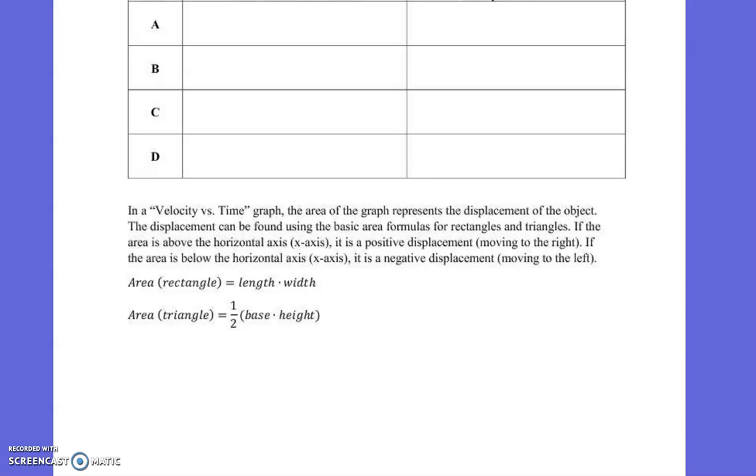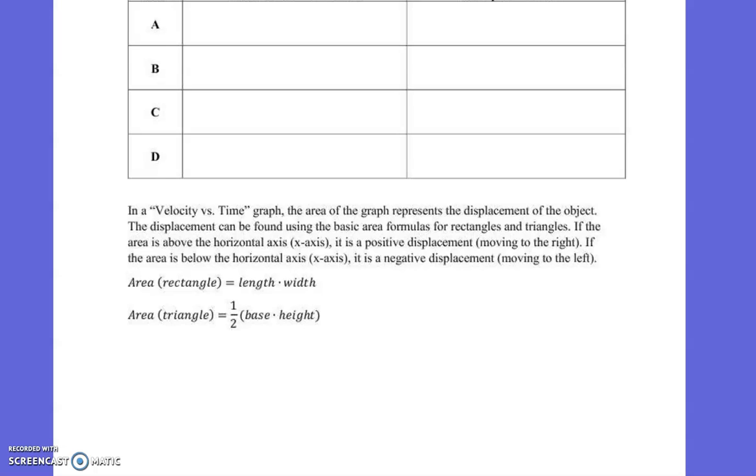In a velocity versus time graph, the area of the graph represents the displacement of the object. The displacement can be found using the basic area formulas for rectangles and triangles. If the area is above the horizontal axis, or the x-axis, it is a positive displacement, meaning it is moving to the right. If the area is below the horizontal axis, or x-axis, it is a negative displacement, meaning it is moving to the left.